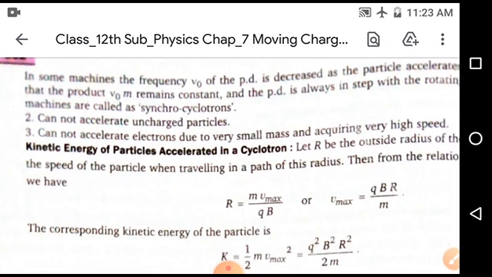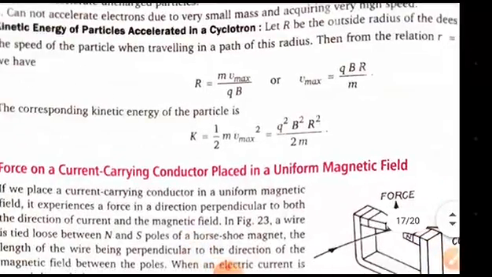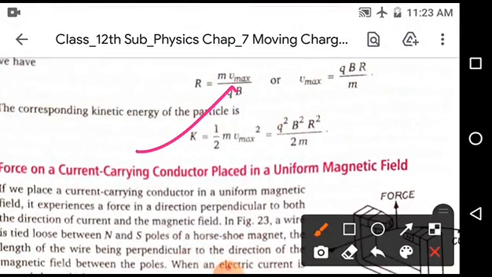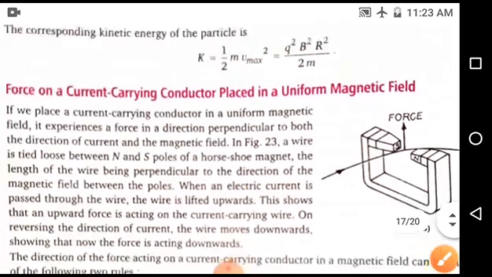Energy, kinetic energy of a charged particle accelerating in a cyclotron. In the case of a cyclotron, the kinetic energy of a charged particle will be K equals half mv square, which is equal to q square B square r square upon 2m.